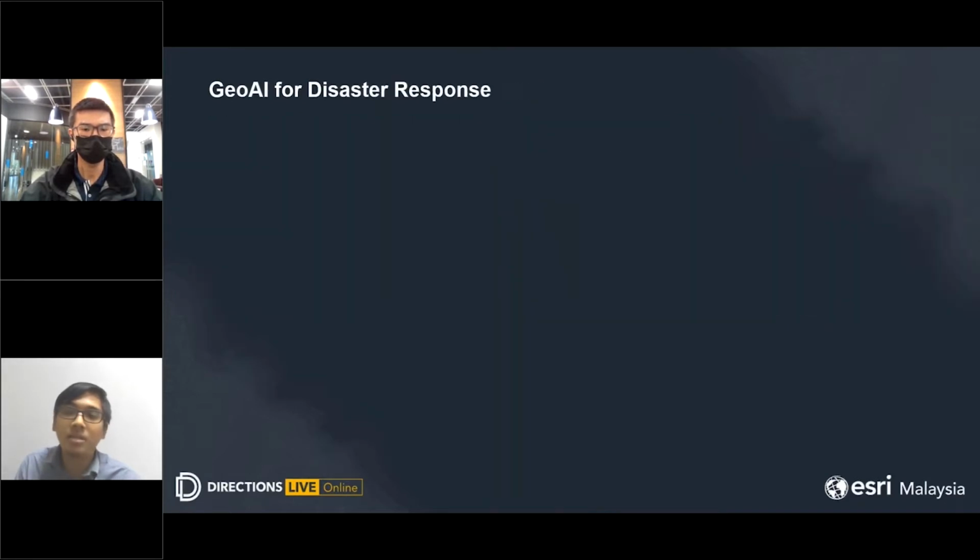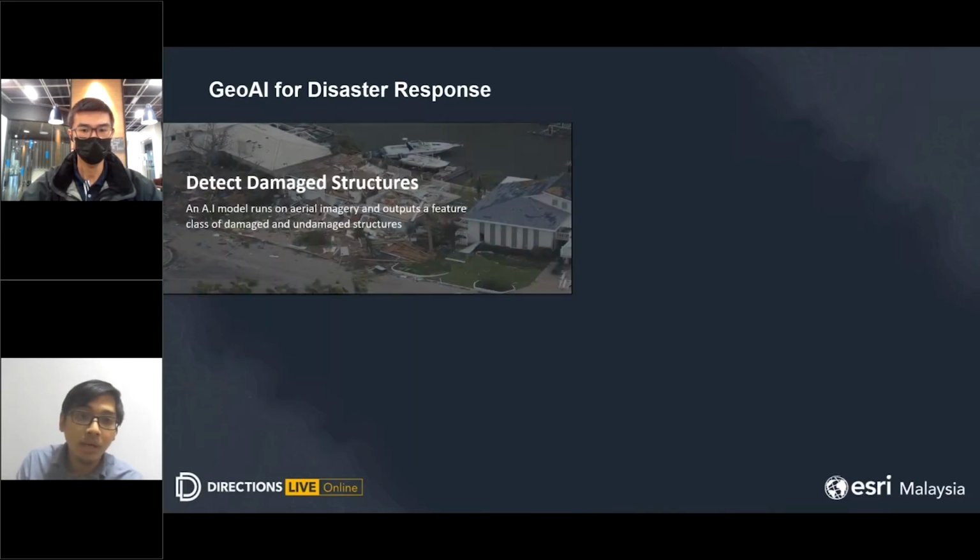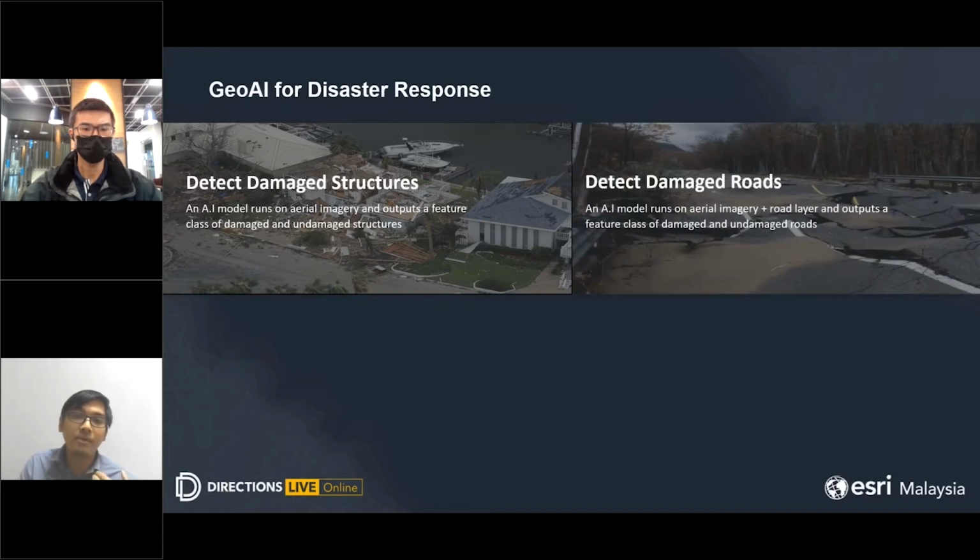And then another application of GeoAI is in terms of disaster response. So how can we do this? One is we can detect damaged structures. Let's say if you don't have any building footprints available, we extract the building footprints first, and then we classify them into undamaged or damaged structures. And if you don't have any road layers, we can extract the road layers, and then we classify whether they are damaged or undamaged roads.